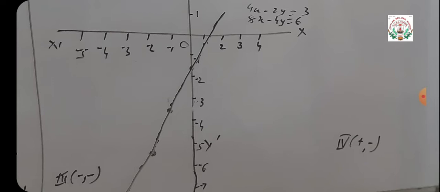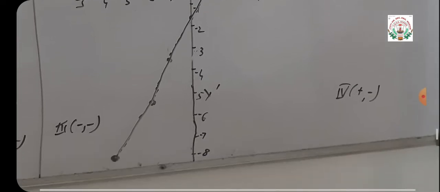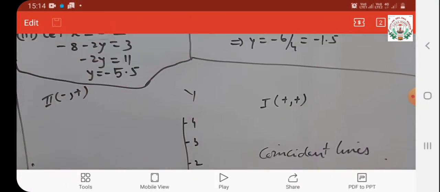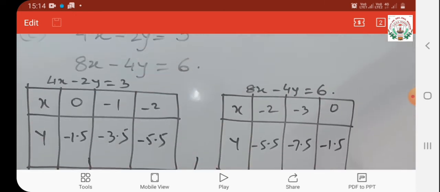They are completely coincident lines, they are completely overlapping. It means that they have infinitely many solutions. So these are the three different cases for the graph.